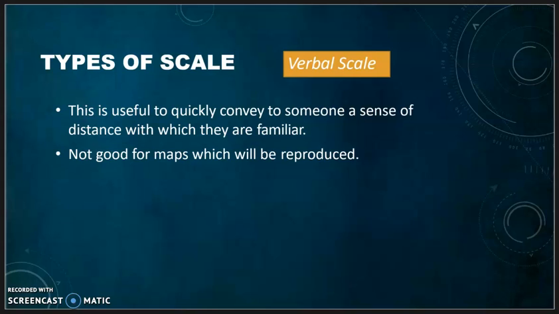A verbal scale is a user-friendly format that easily allows the map reader to understand the relationship between the map and the real world. So, verbal scale is useful to quickly convey to someone a sense of distance with which they are familiar. It's not good for maps which will be reproduced, and this is because that scale usually won't adjust if they're making a larger version or smaller version of the map.